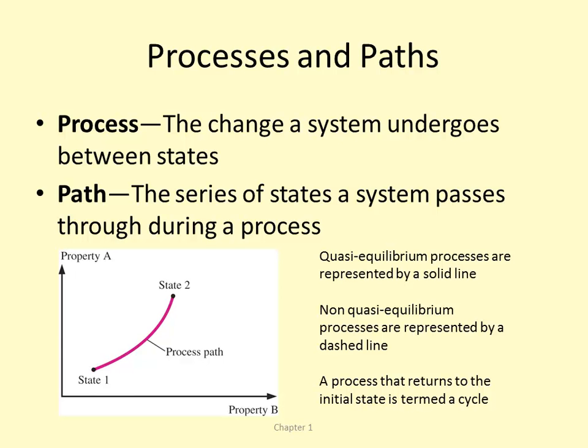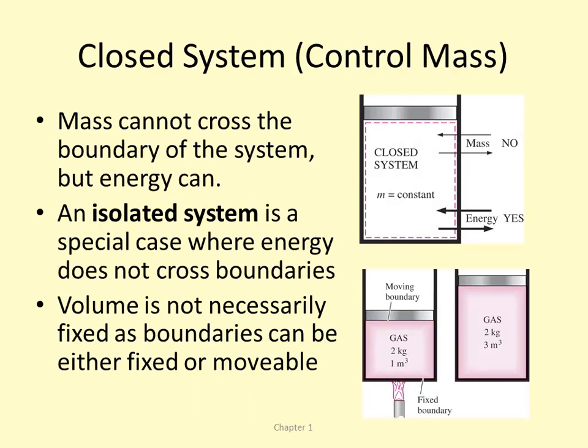For a quasi-equilibrium process, it's a solid line, meaning that we are fairly certain of every state that it passes through in between state 1 and state 2, or every position. If it's non-quasi-equilibrium, it's a dashed line, which means that we're approximating that it follows this path. We don't really deal well with that. It's more statistical thermodynamics. And then if this goes from state 1 to state 2 and somehow returns back to state 1, then it's called a cycle. So if you return back to the initial state, even if you pass through 7 or 8 states in the meantime, once you get back to state 1, that's called a cycle.